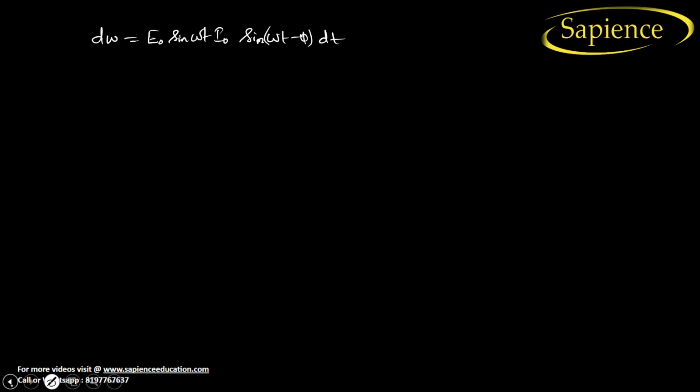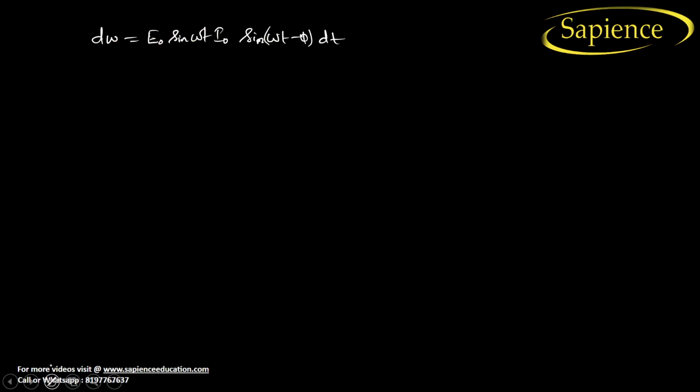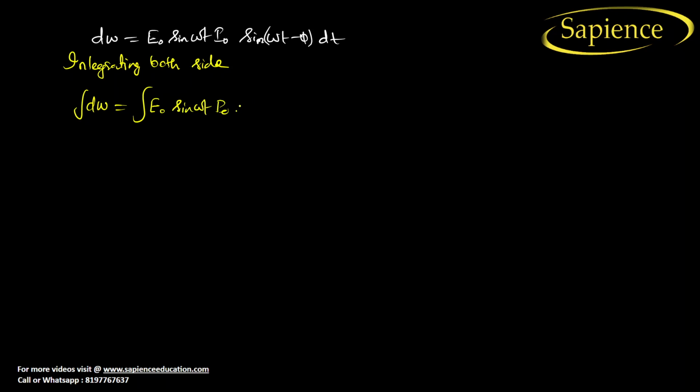Now we need the energy consumption over a time period T. So we integrate both sides. If I integrate both sides, what will we get? Integration of dW is equal to integration of E naught sine omega t into I naught sine omega t minus phi into dt. From here we will get the total energy consumption W.